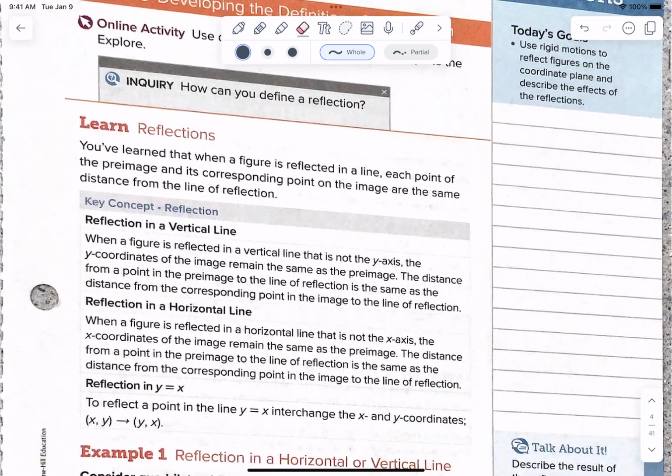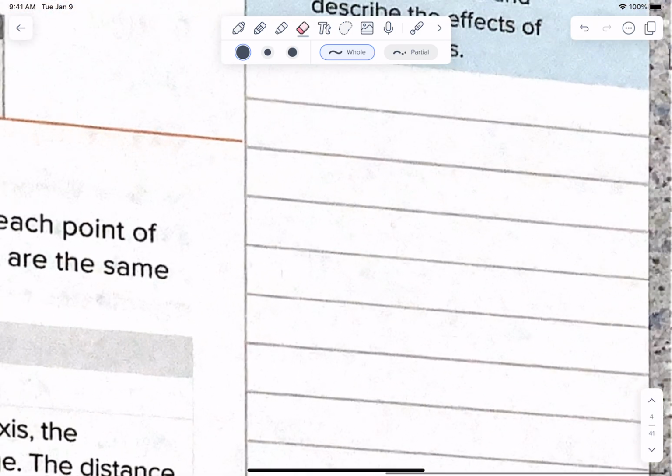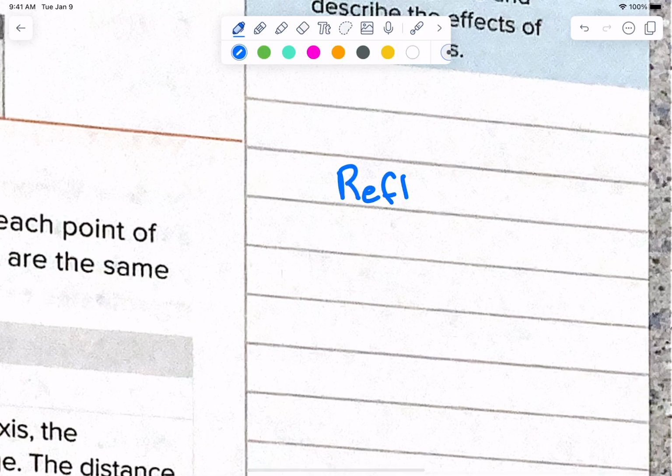2 examples, but I'm going to start over here, and let's do this first. We have talked about reflections. Write this down off to the side. Reflections. We talked about reflections in like chapter 1. We glanced over it briefly.